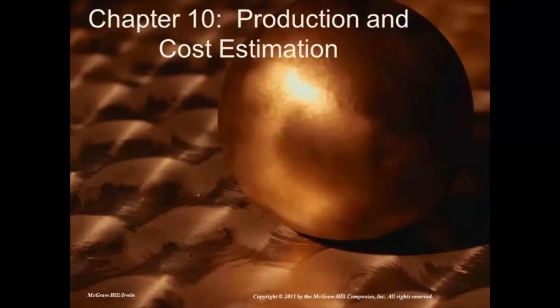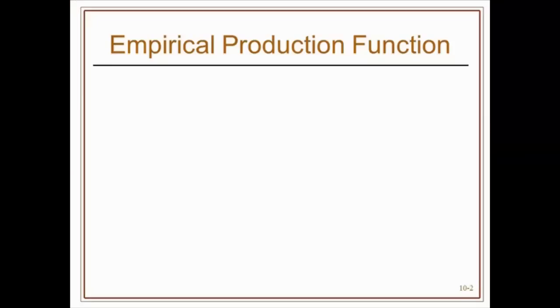What we're going to be able to do here in chapter 10 is to combine those and say, let's take data on quantities and the amount of labor and figure out a way to estimate production functions from those. And let's take data on the quantities we've produced and the costs that we've incurred and estimate cost functions from those. So again, there are sort of two different types of production functions.